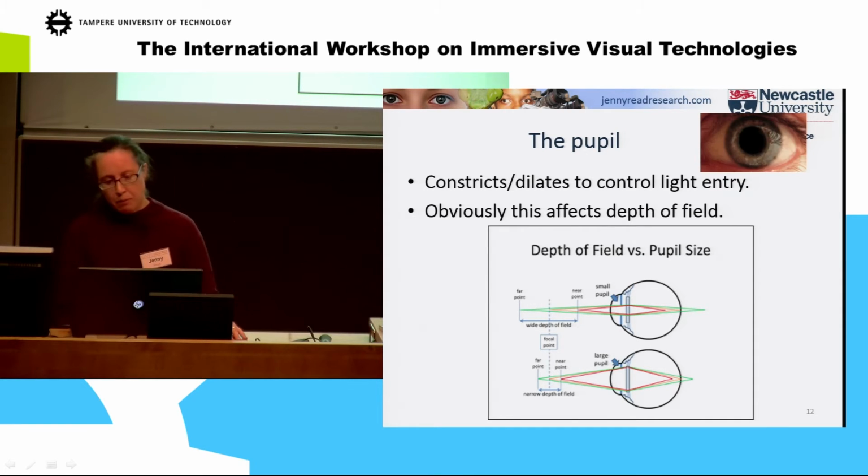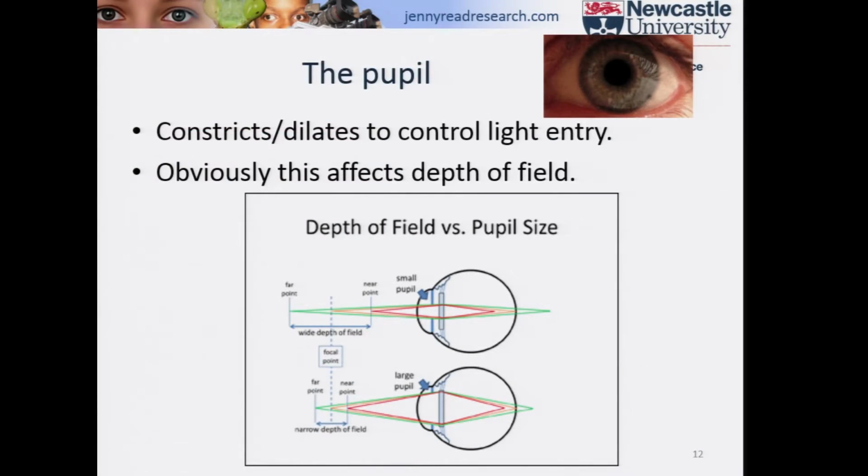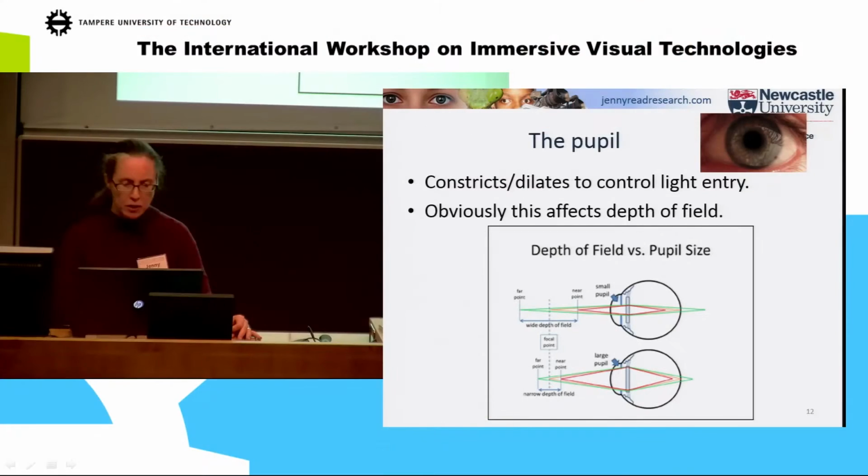Now, the pupil, as we all know, has this ability to constrict and dilate to control light entry, and that's one of several mechanisms that the human visual system has to enable us to operate over a huge dynamic range, a huge range of light levels. And actually the pupil is a relatively small component of this adaptation. Most of it is neural, most of it is a shift in the sensitivity of our photoreceptors. But the pupil does also constrict and dilate, and of course that affects the depth of field.